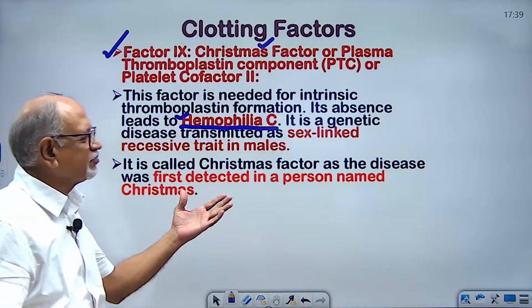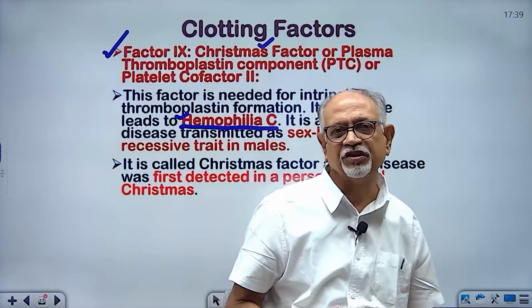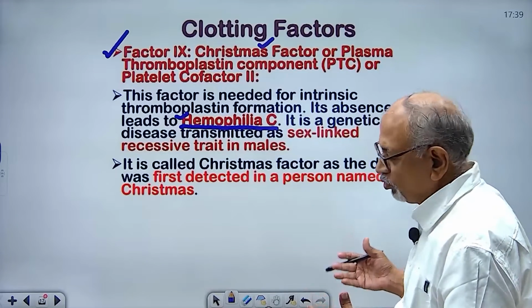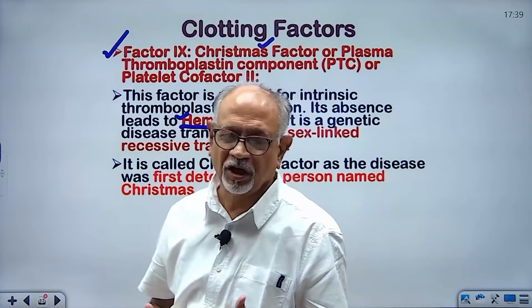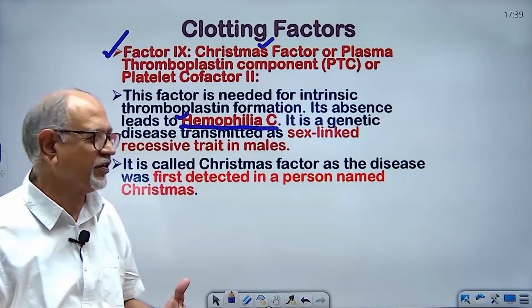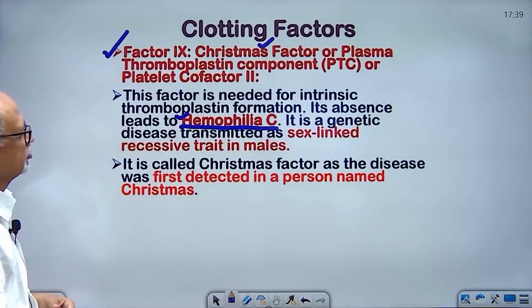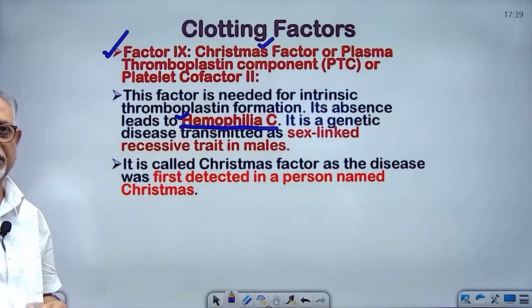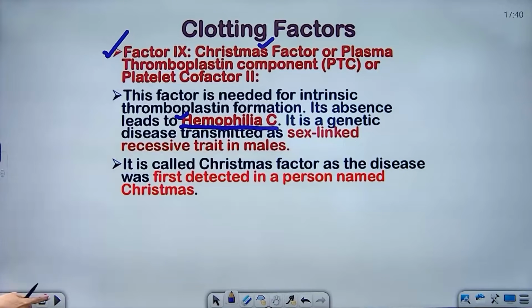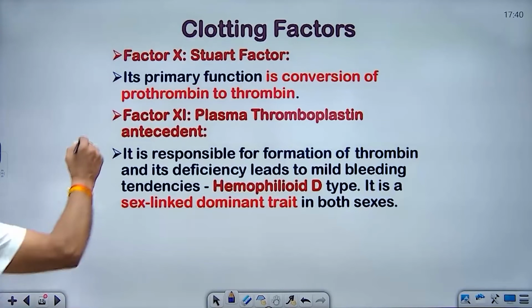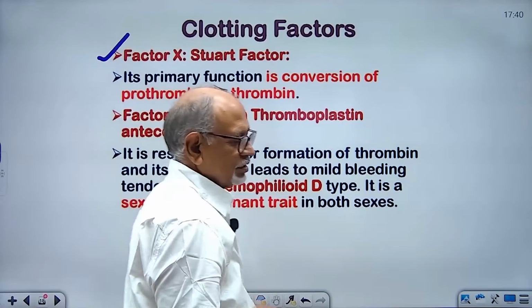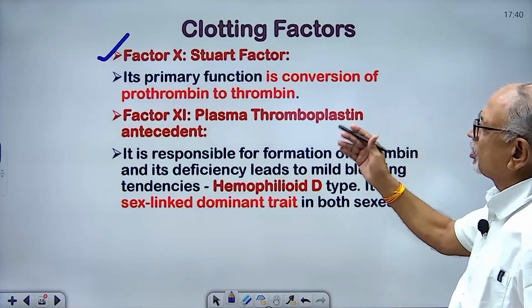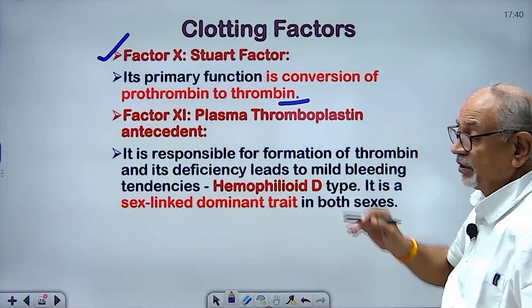It is called Christmas factor as this disease was first diagnosed in a person whose name was Christmas. So, after his name, this factor is known as Christmas factor, and the disease caused by this defective gene is called Hemophilia B. Now, another factor, that is factor 10, is called Stuart factor. Its primary function is conversion of prothrombin to thrombin.